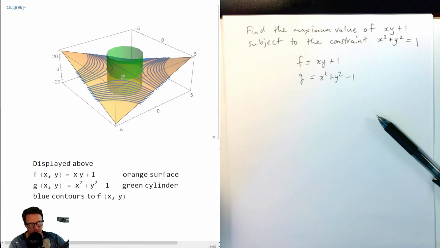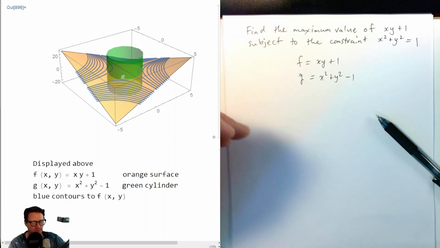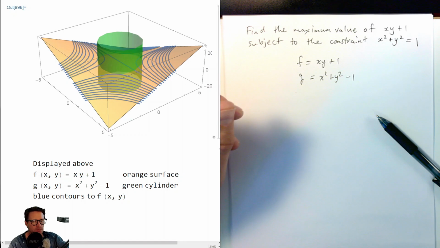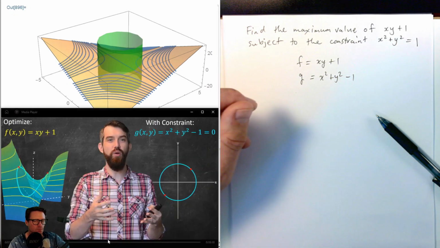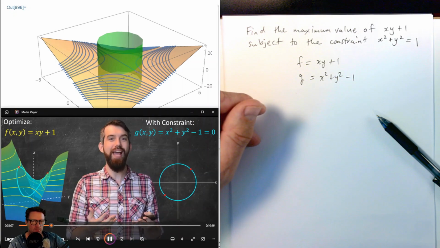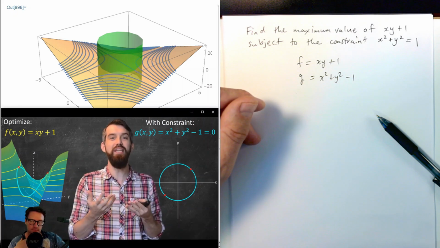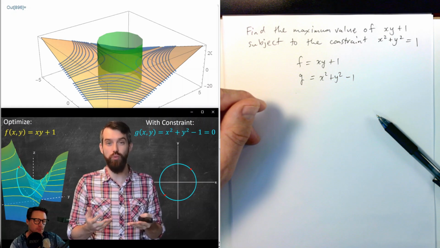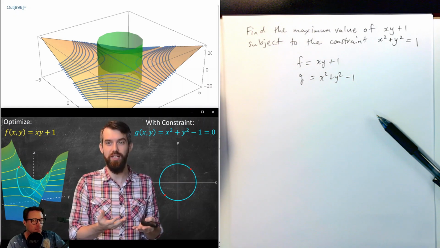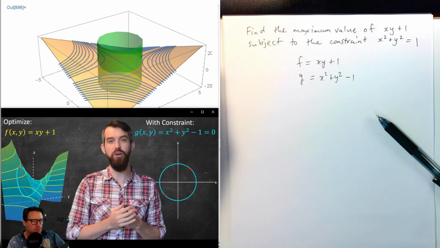And these are contours, right? Contours or level surfaces. What a contour is, you're telling me the height is constant. So I'm setting the function value, this xy plus 1, equal to various constants, and then I get these resulting curves.